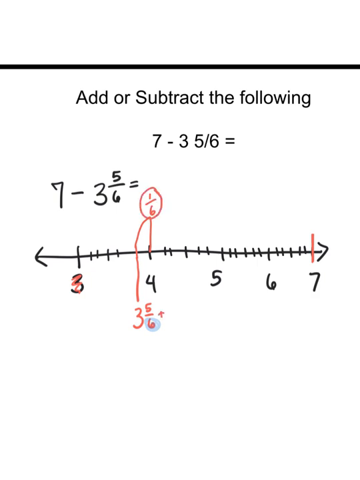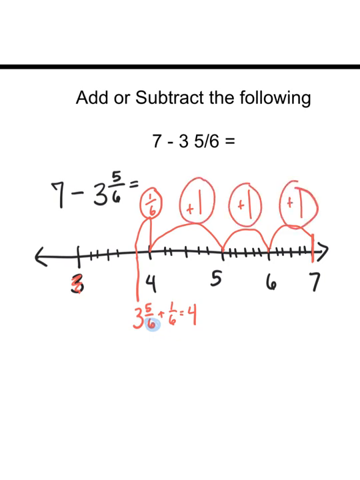I just have to add 1/6 to this to get to my 4. Then I'm just going to jump 1 whole, another whole, and then a third whole. So 1, 2, 3, and 1/6 is the distance from 3 and 5/6 to 7.